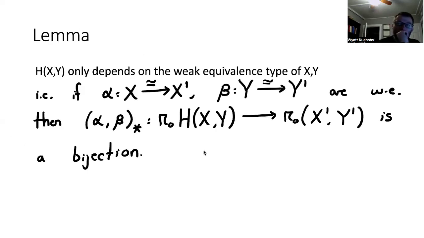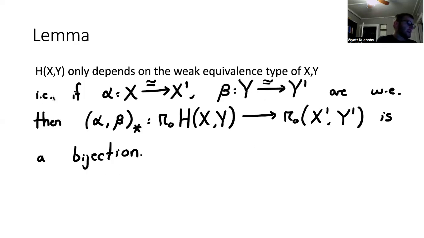All right, and so the theorem, the only thing I'm going to do today, and then I'll cut the video off, is that the cocycle category only depends on the weak equivalence type of X and Y. And I'm actually going to prove something weaker. I'm going to prove that the pi zero of h of XY only depends on the weak equivalence type of XY. But I think h of XY should be the same as a simplicial set if I replace X with something weakly equivalent to it and Y with something weakly equivalent to it. But let's just do the pi zero.